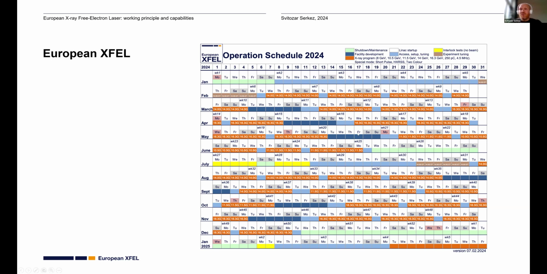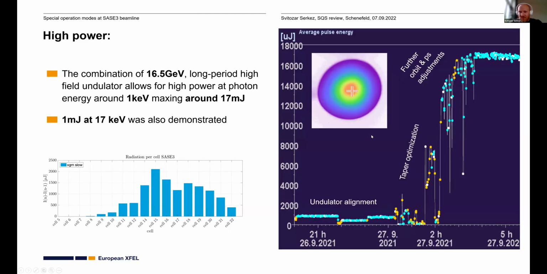But we also have some blue weeks, we call them blue weeks, to do some studies with the machine. And in one of the studies, for instance, we got 17 millijoules, not micro, but millijoules of pulse energy in SASE3. So this is one of the records that we got, among others, with our facility. And at 17 keV, we still managed to get 1 millijoule. And this week we will have a study at 30 keV to finally diagnose what we get out of those, because it's not that trivial to diagnose pulse duration at very high photon energies.